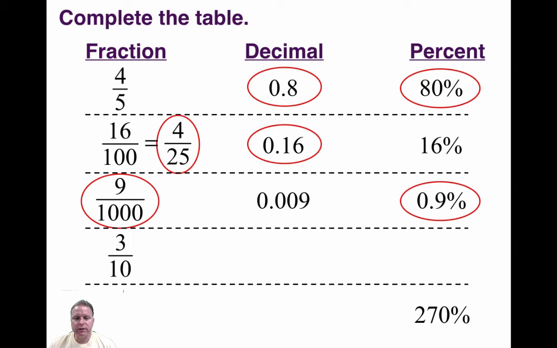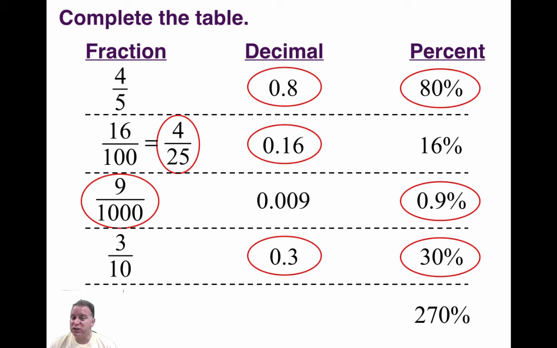Another fraction, top divided by the bottom. So 3 divided by 10 is 0.3. Move the decimal over 2 spots to the right. I don't have 2 spots, so that means I need to add a 0, which will give me 30%. Remember, it's always 2 spots. Some people will just put 3%, and that's not correct.